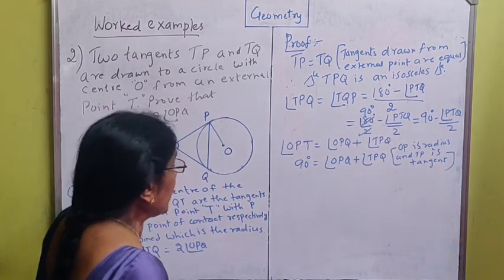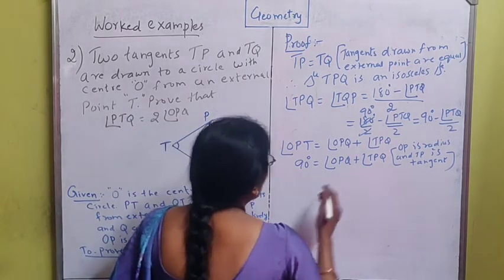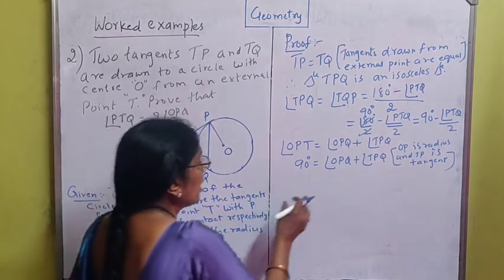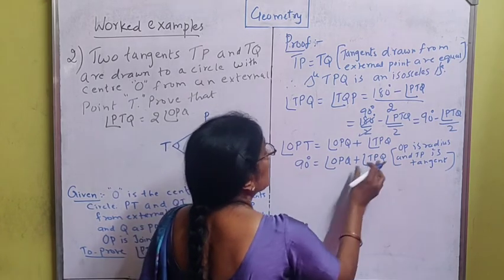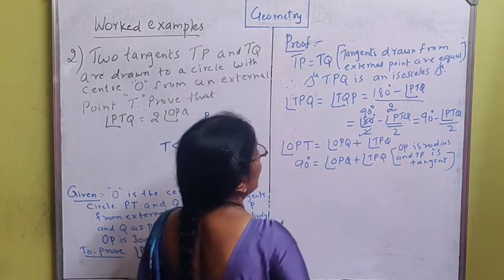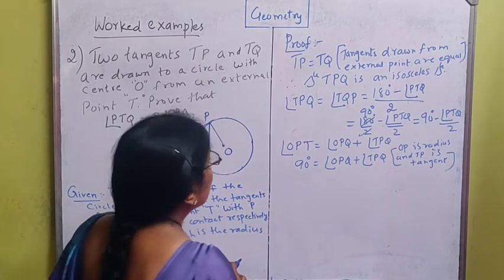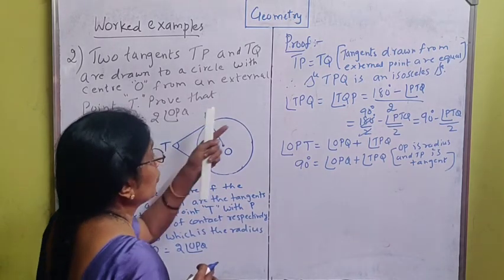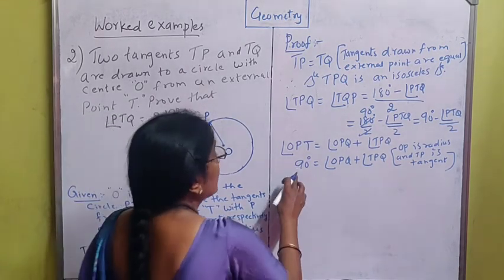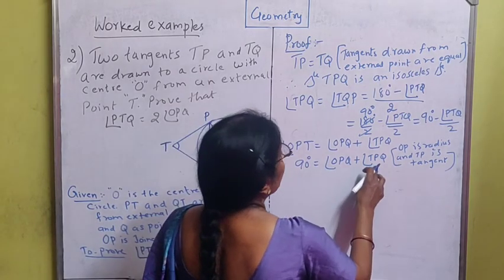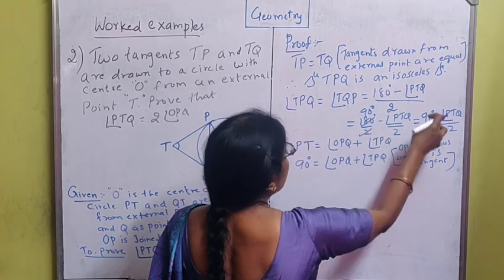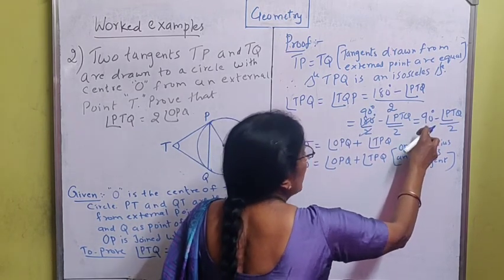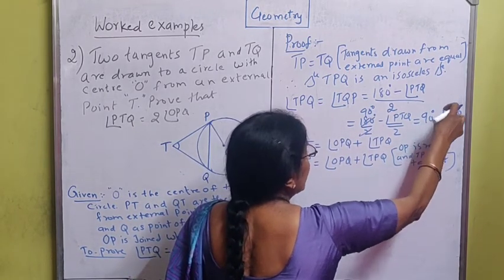Okay. Now what shall I do? What will angle OPQ be equal to? So angle OPQ is equal to 90 degrees minus angle TPQ. So now here I got 90 degrees equal to angle OPQ plus angle TPQ. Now here, how much is the value of angle TPQ? 90 degrees minus angle PTQ.